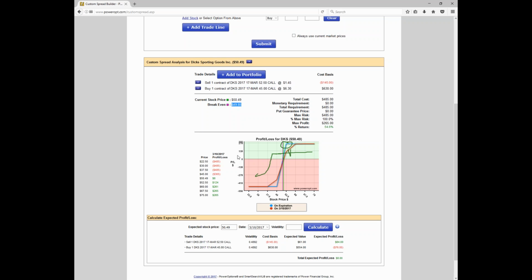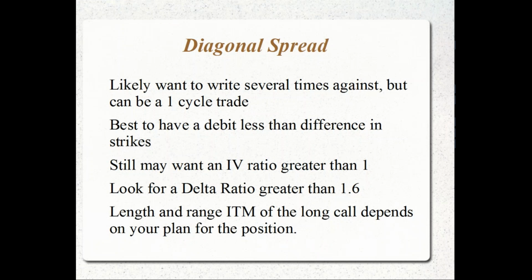so the time value of that option, my long option, really starts falling off. So a diagonal is more of a plan of being in a position and continually writing against it because you have a longer term growth expectation or neutral to bullish expectation on the position. Whereas a vertical spread is typically a one and done. And as I mentioned, a calendar can be a one cycle trade if you've met your goals. But I feel it's easier to manage because I haven't lost much on the long option.